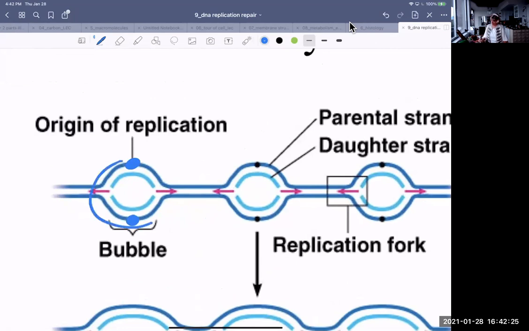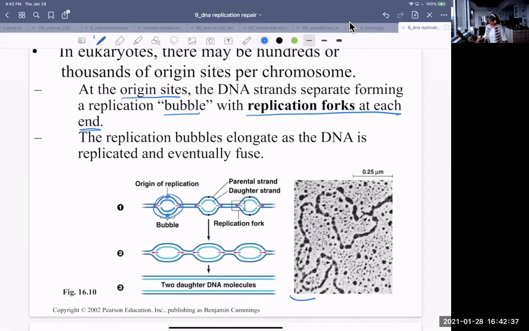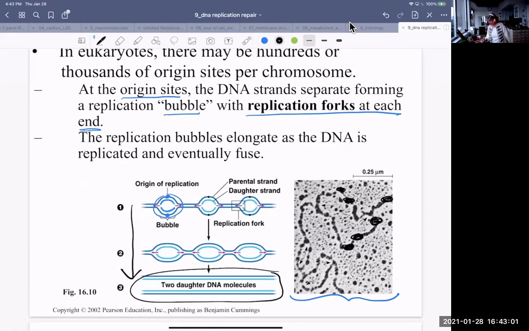This is the bubble. And daughter strands are formed at each bubble. And you can see that on a micrograph. You can see all the little bubbles. So in other words, you're replicating that molecule at the same time in many different places so that eventually when everything is replicated, you get your 2 daughter molecules as these bubbles expand. Eventually they fuse.